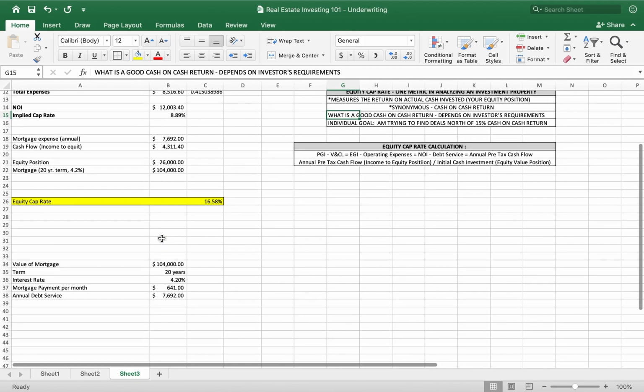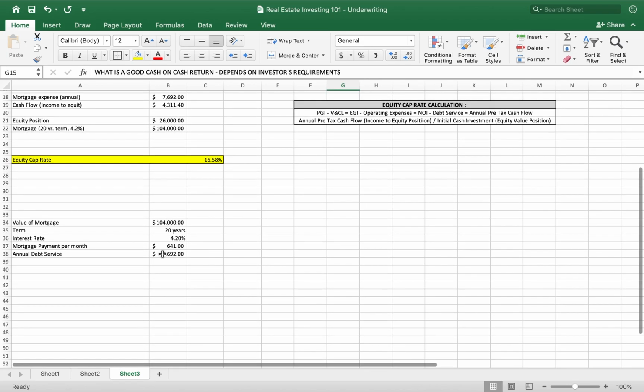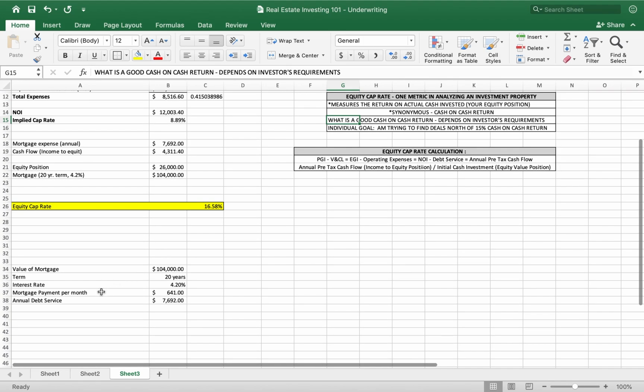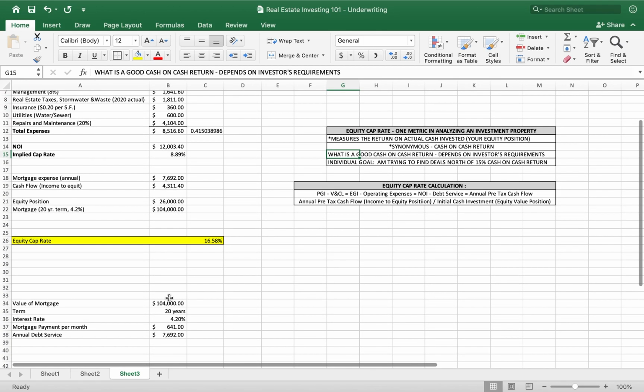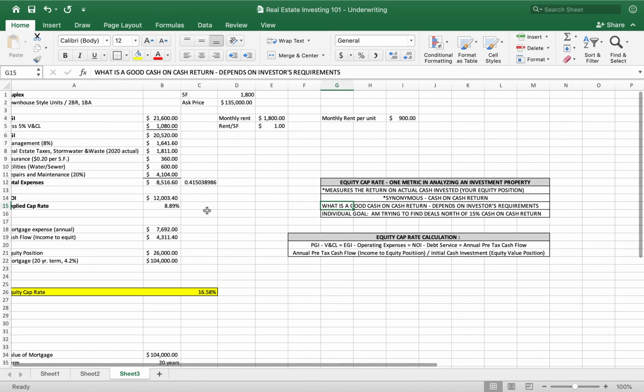As you can see, the calculation here, I'm calculating my NOI at 12,003. I'm assuming 20% down, kind of a conventional loan here, 20-year amortization, 4.2% interest rate. Mortgage payment per month is 641, so annual debt service for this property is 7,692, leaving you a cash flow of $4,300 for this duplex.